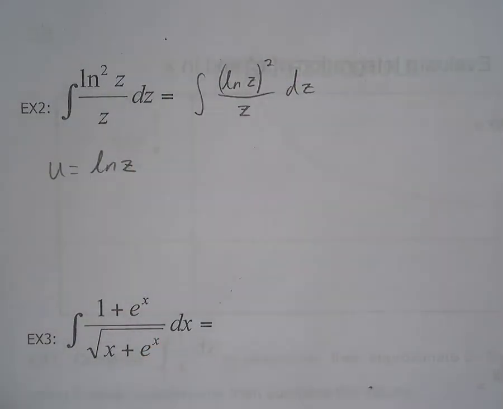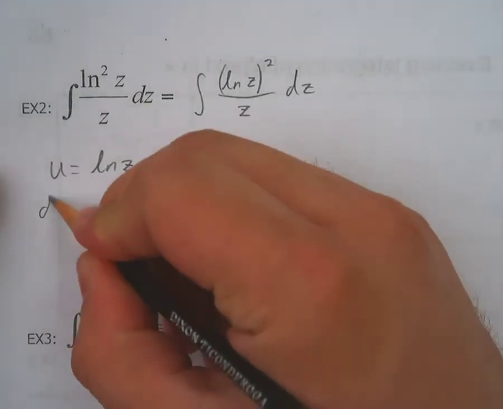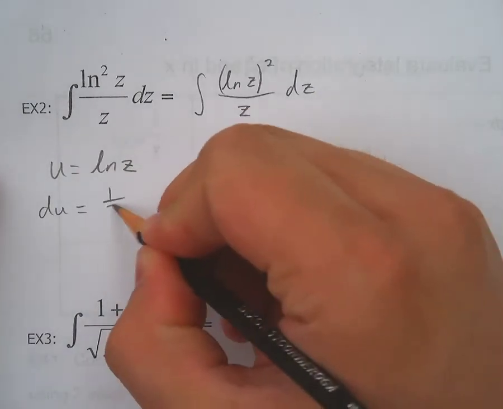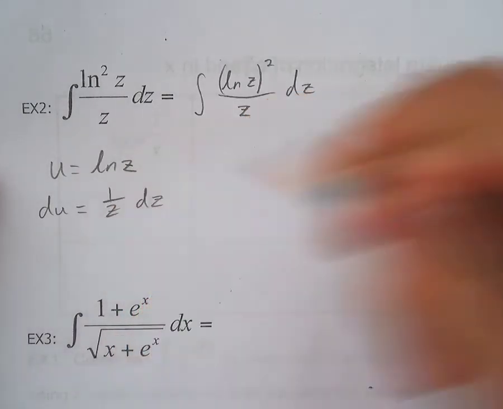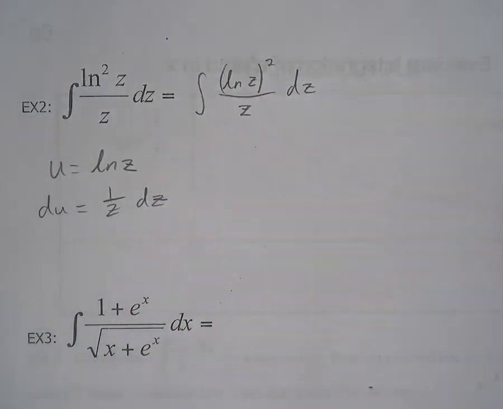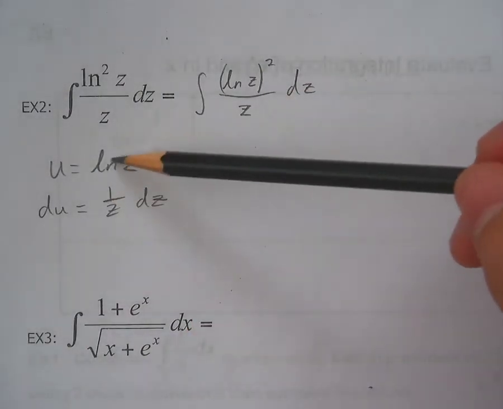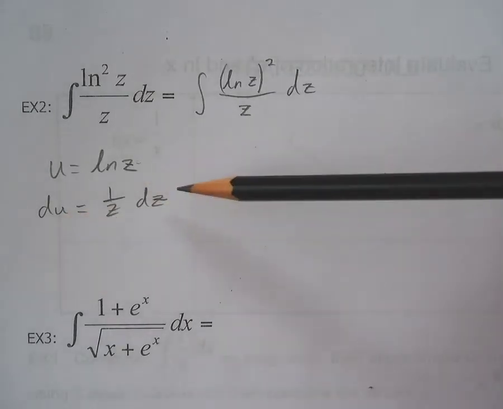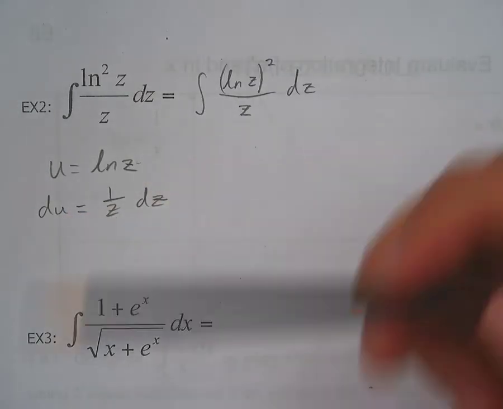I've never been able to write a z properly. So the derivative, du, is going to be 1 over z dz. The derivative of the natural log of z is 1 over z. And you know, you have your dz here, so you multiply it over here. So 1 over z dz.